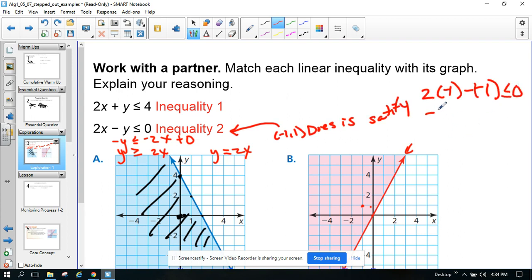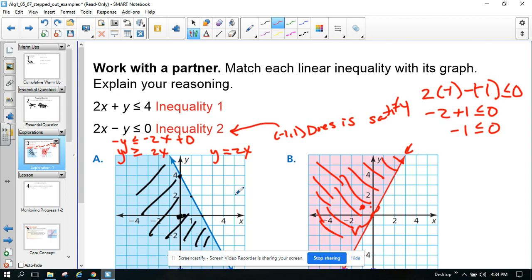2 times negative 1 is negative 2, minus a minus 1 is plus 1. Is that less than or equal to 0? Negative 1 is in fact less than or equal to 0, so it would be in the solution set. So we would shade in this side because the point that we chose was part of the solution set.